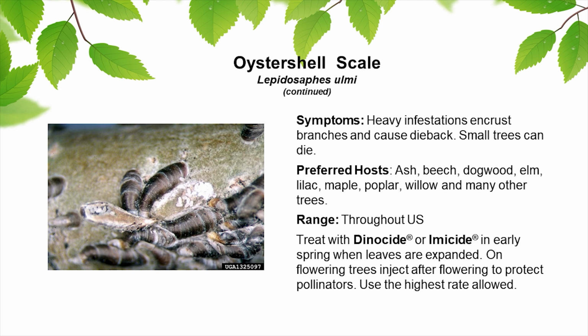Preferred hosts of Oystershell Scale are ash, beech, dogwood, elm, lilac, maple, poplar, willow, and many other trees. Oystershell Scale can be found throughout the United States. It is more common in the northern states. Oystershell Scale can be managed with Dinoside or Imicide applied in early spring when leaves have expanded. On flowering trees, inject after flowering to protect pollinators. Use the highest rate allowed.